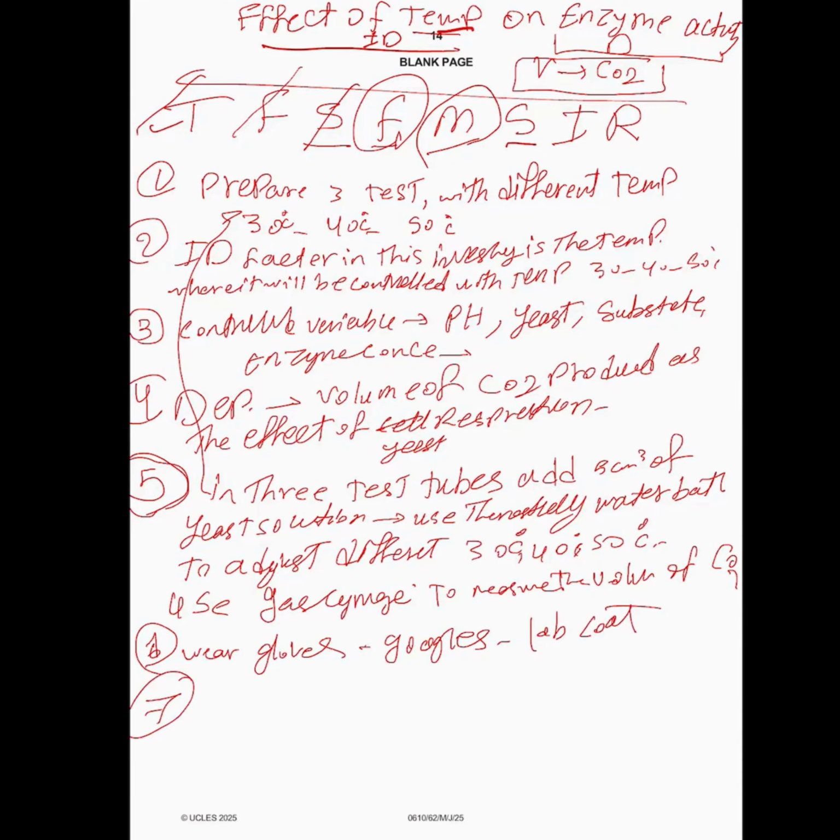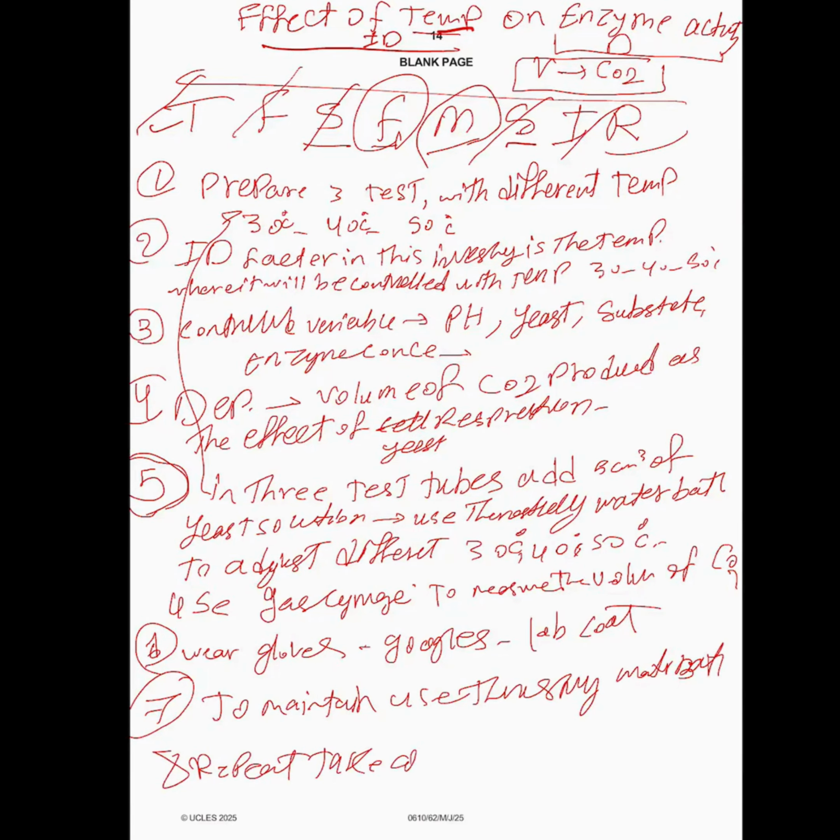Number 7. Improvement to maintain temperature. What do we use? Use a thermostatically controlled water bath. Okay? Number 8. So we mentioned this, we mentioned this. Repeat. Take average. Repeat how many times? You have to mention how many times. 3 times at least and take average. Plot your data on a graph. And get the mean if you want to add. Get the mean. That's it.